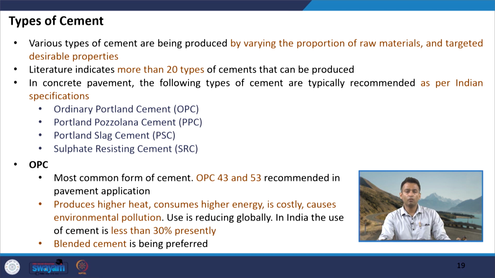Therefore, in the present situation where a lot of construction is going on and there is huge demand, researchers are looking for alternative binding materials such that the carbon footprint in the environment can be reduced. We will talk about that when we discuss geopolymeric concrete. Because of these concerns, the use of OPC is reducing, not only in India but also globally, and in India presently we are using less than 30% OPC in pure form. Rather, we prefer to use blended cement, and we will talk about that.